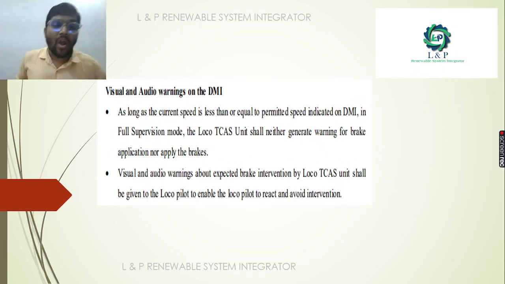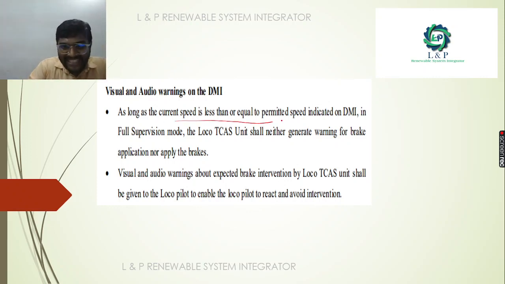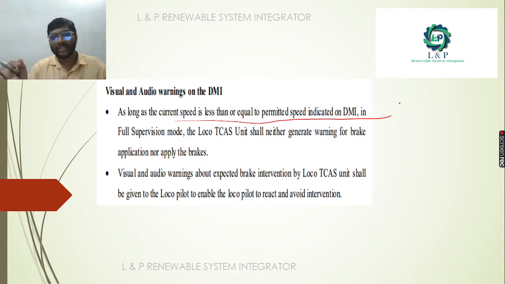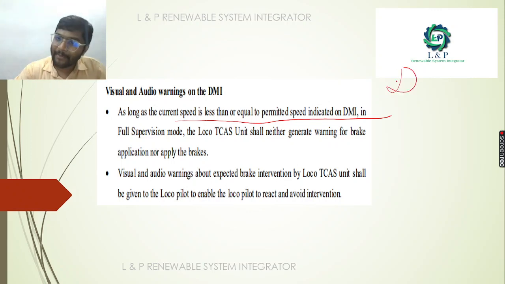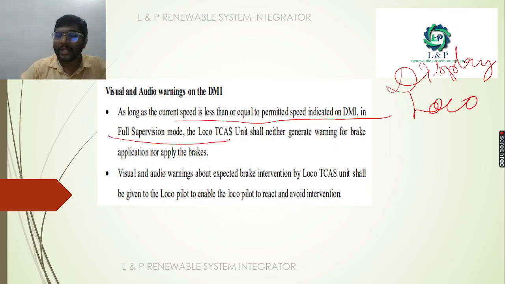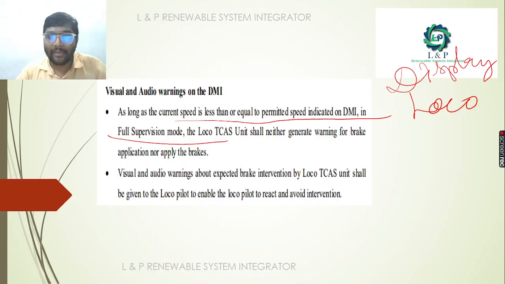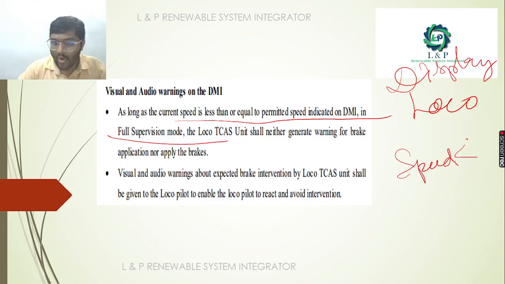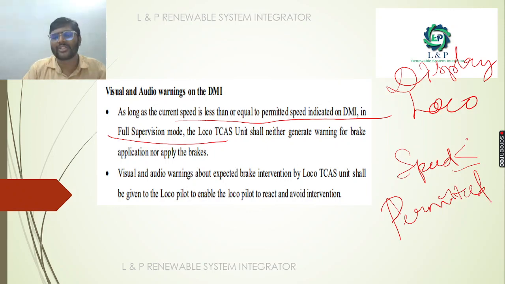Next, visual and audio warning. As long as the current speed is less than or equal to the permitted speed limit of the DMI, that is the display we have inside the loco, in full supervision mode, the loco train collision avoidance system neither generates warning for brake application nor applies the brake. So if the current speed is less than or equal to the permitted speed, it is not going to create any sort of warning or brake.